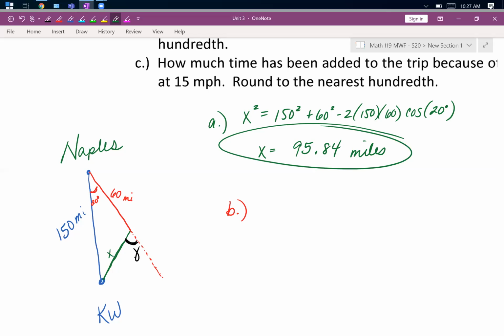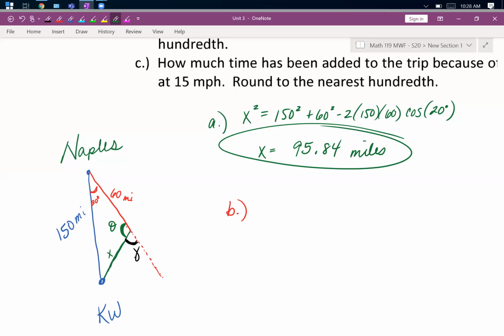Well, we know that the extended red line is a straight line, right? And we know that two angles on a straight line together equal 180 degrees. If we were able to figure out what this angle is, then gamma would be supplementary to it. Can we figure out what our green theta would be? Yeah, you can just use the law of cosines if you have three sides.